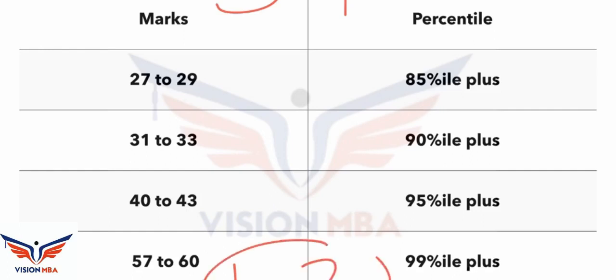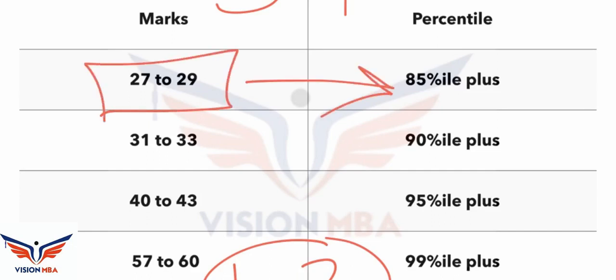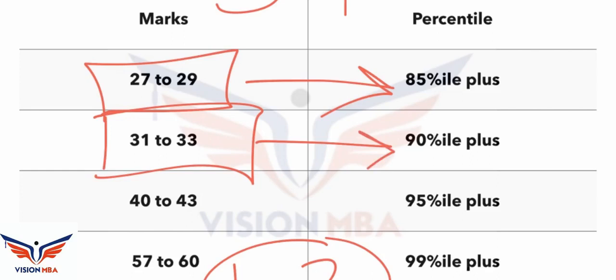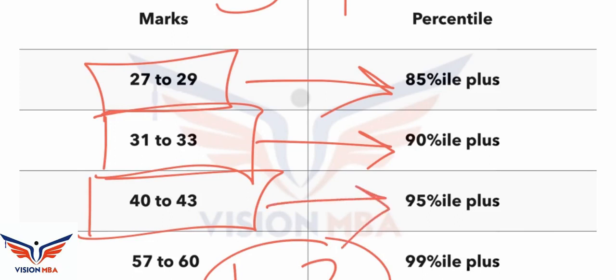So out of 102, if you score 27 to 29 marks, you're going to get 85 percentile. Yes, it is that easy. If you score 31 to 33 marks out of 102, you're going to score 90 percentile. And if you score 40 to 43 marks out of 102, you're going to get 95 percentile. And yes, if you want to go above 99 percentile, 57 to 60 must be your target. Now guys, 102 marks is 34 into 3, so that is what exactly you have to score.